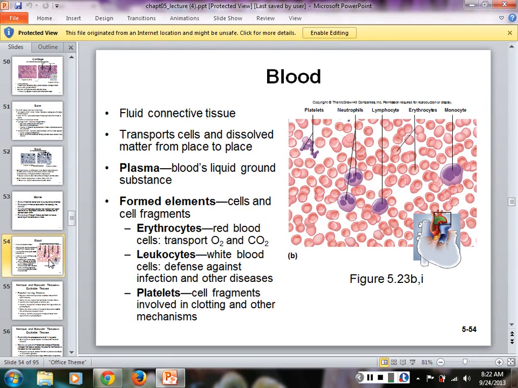You got to know those pictures. Typically, I put those pictures on an exam, or I will take a slide and put it under the microscope, and you will have to identify that particular tissue. That's how they do it at UAB and Jeff State.